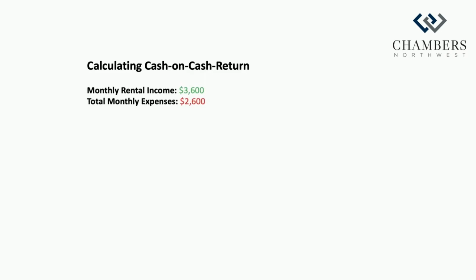Now, the first thing we need to do in calculating our cash on cash return is to understand what the annual pre-tax cash flow is. We simply get this number by multiplying the monthly cash flow amount by 12 for 12 months. So in this example, we take the expenses of $2,600, we subtract them from the monthly income, which equals $1,000, and then we multiply that by 12 months and end up with $12,000.